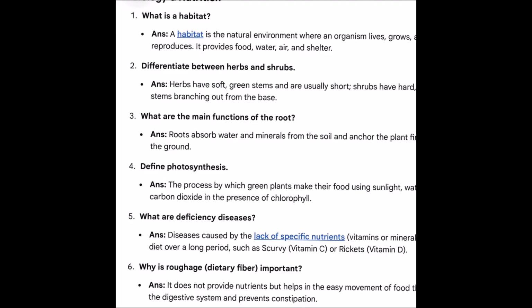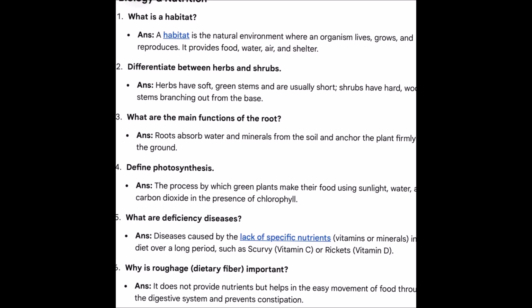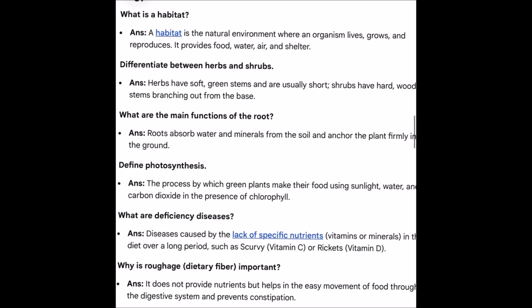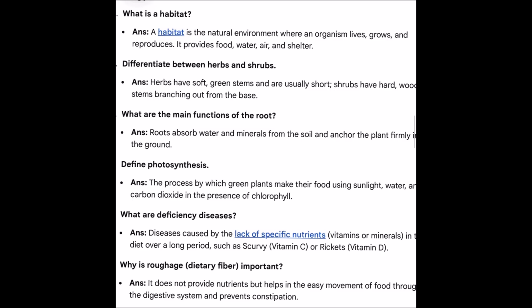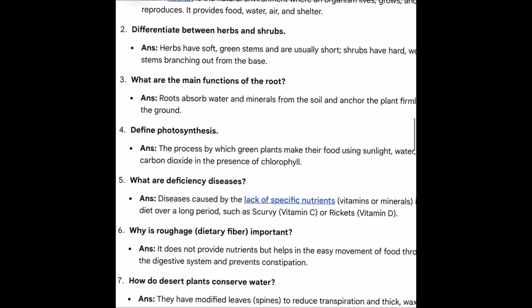Question 4 is, define photosynthesis. Answer is, the process by which green plants make their food using sunlight, water and carbon dioxide in the presence of chlorophyll is photosynthesis. Next question is, what are deficiency diseases?